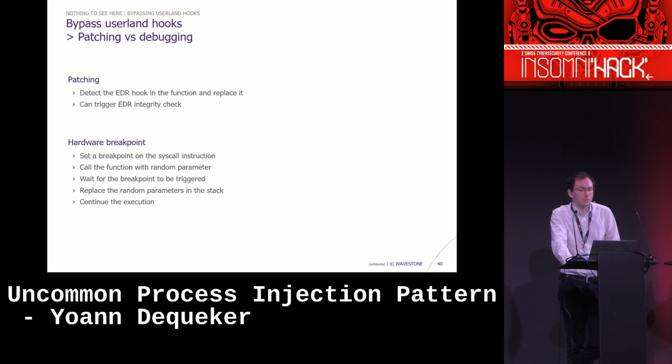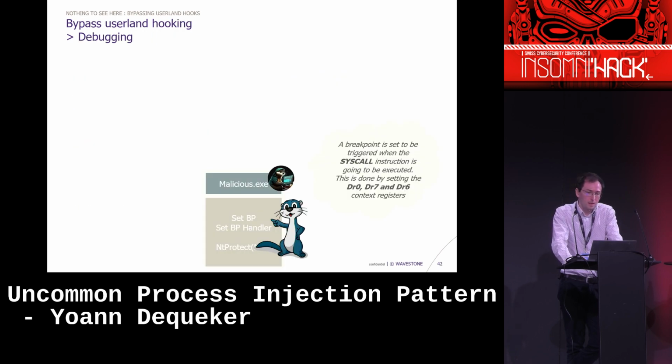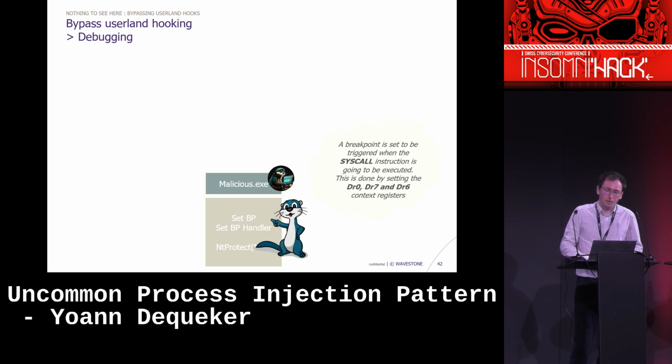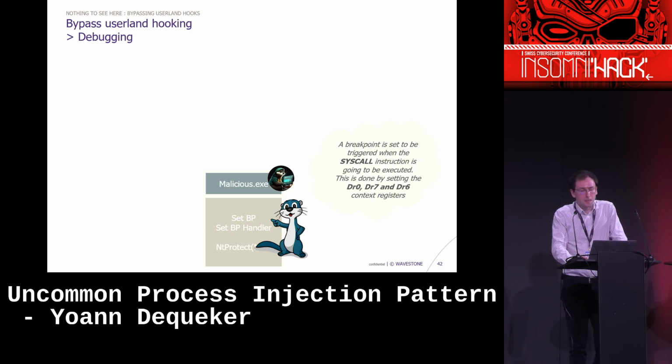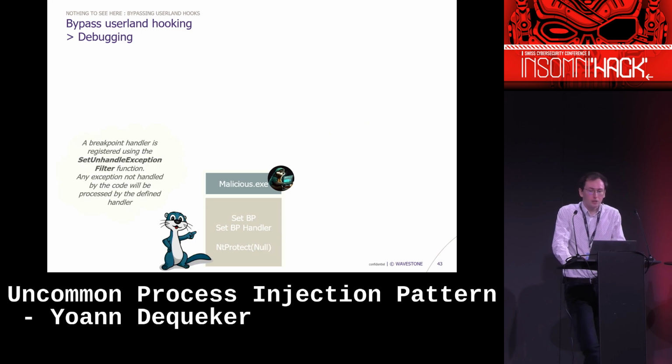So the kernel will have the malicious arguments. You have your malicious process that wants to call a specific Win32 API. What you will do is define a breakpoint. You will say that every time the syscall instruction is called, you will raise a debugging event. You will set a breakpoint handler. This breakpoint handler is just something that will catch the breakpoint event and perform some action during this event.